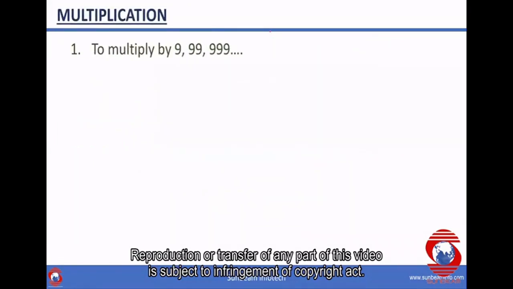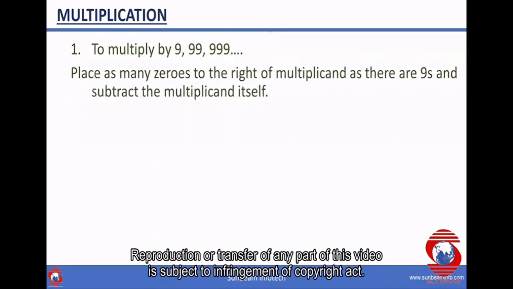Now, multiplication. This is a short trick. If you ever have to multiply by 999 or 9999, then what can you do? You can use a small method. The method says place as many zeros to the right of the multiplicand. Multiplicand means the number.